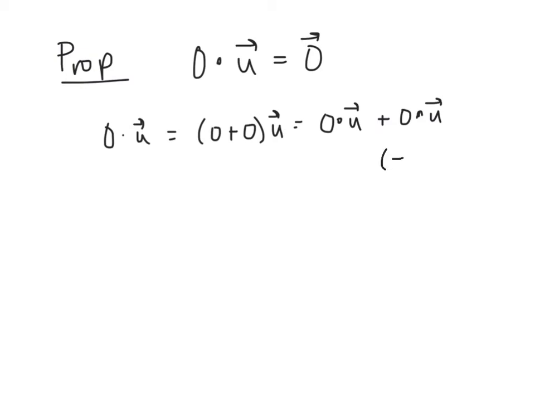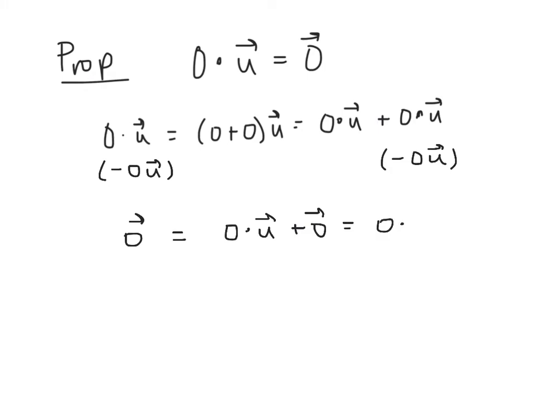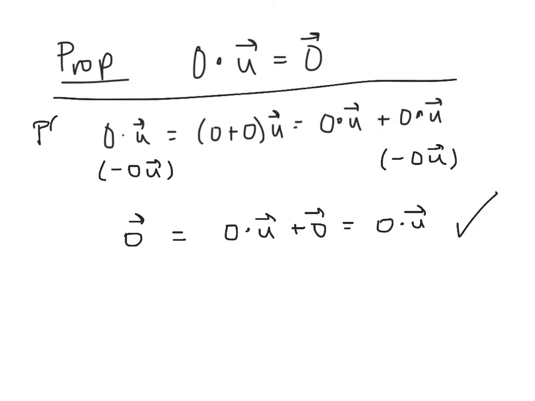We know that every vector has an inverse, so we just add that inverse to both sides of this equation, and we know that every vector plus its inverse is the zero vector. So the left-hand side becomes the zero vector, and the right-hand side becomes 0 times u plus the zero vector, which is just 0 times u. And so this tells us what we wanted to, and that's the end of that proof. Okay, so this was the proof of the second proposition. So you can see here how these properties we're using come from the properties of the vector space.